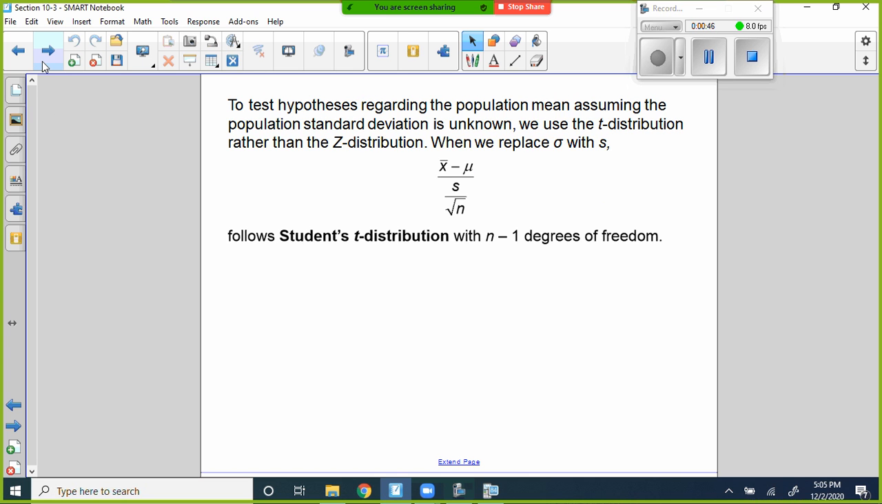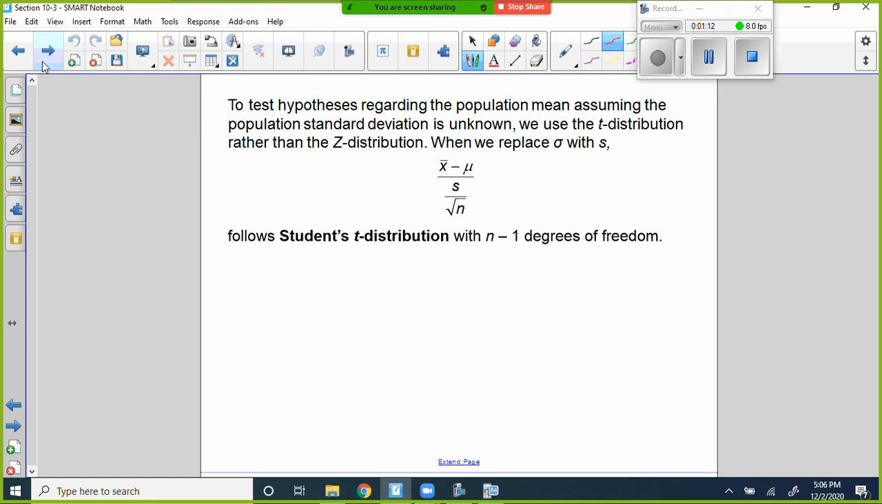All right, so to test hypotheses regarding the population mean, assume that the population standard deviation is unknown, okay? We use the t distribution rather than the z distribution, and when we replace sigma, the standard deviation, with s, the standard deviation of the sample, we get the following equation, right?